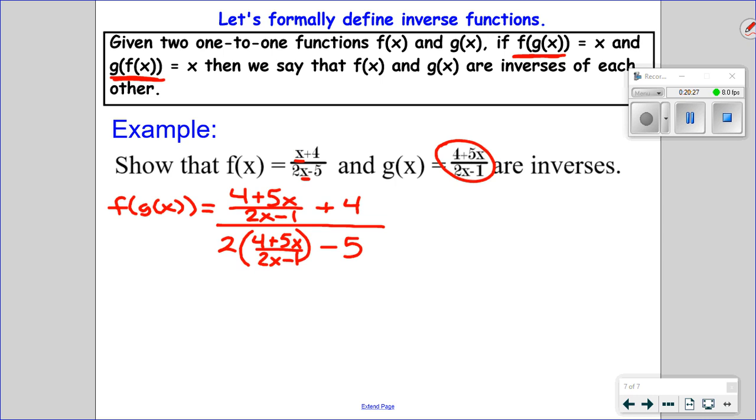So, in order to simplify this, we could probably just start with the numerator. We're going to have to find a common denominator. So I'm going to have to multiply the 4, or 4 over 1 if you make it a fraction, by 2x minus 1, top and bottom. So we'll have 4 plus 5x over 2x minus 1 plus 4 times 2x minus 1 all over 2x minus 1.